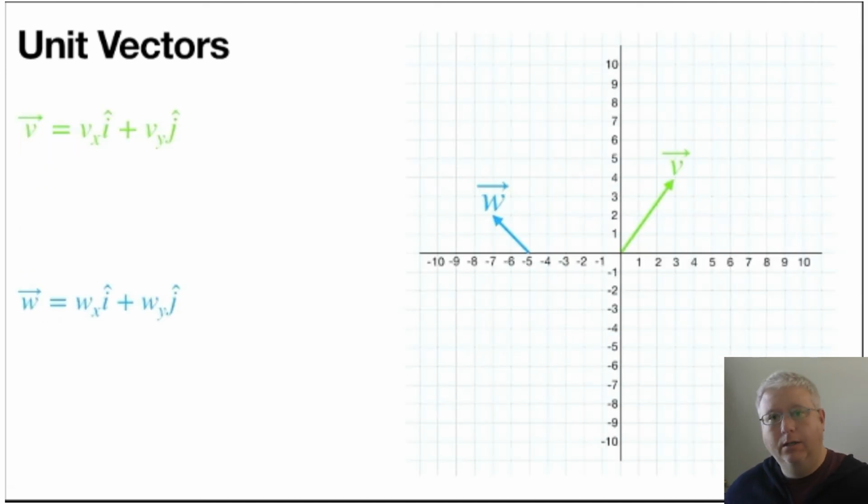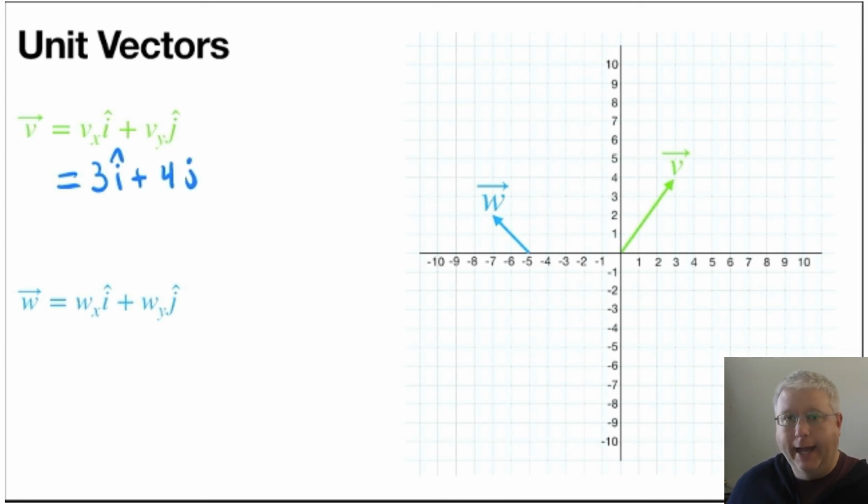So for example, if we were to describe vector v as a unit vector, we would say its x-coordinate is 3 i hat, and its y-coordinate is 4 j hat. And the same for vector w. So its x position, remember it's not -7, it's -2 i hat plus 2 j hat.